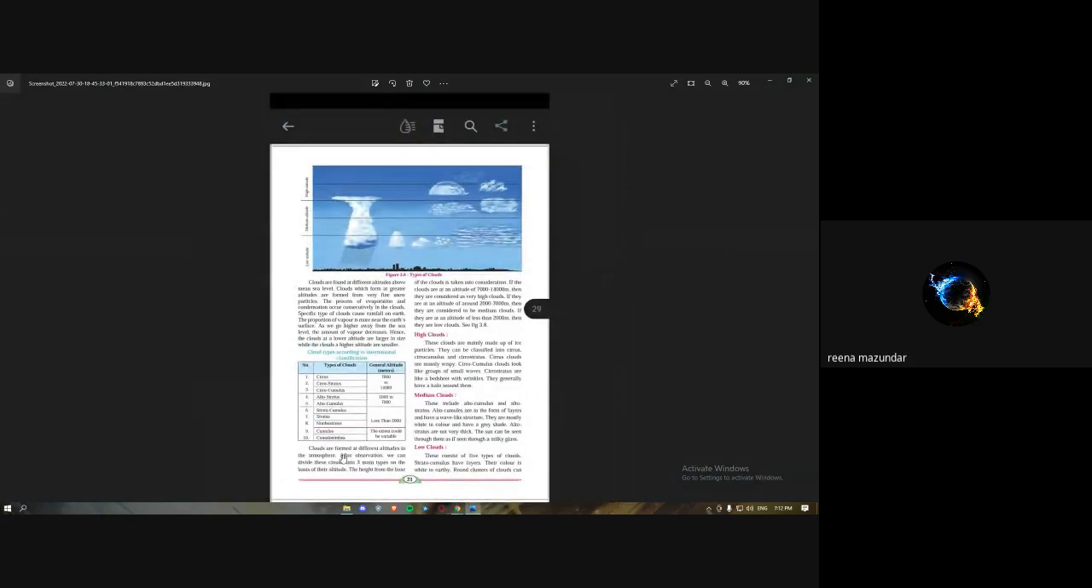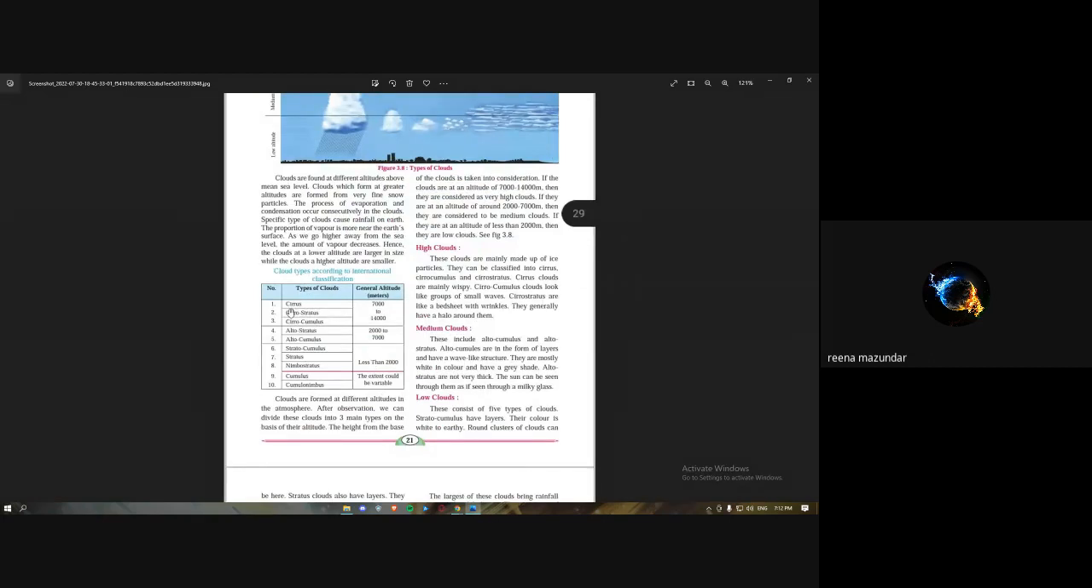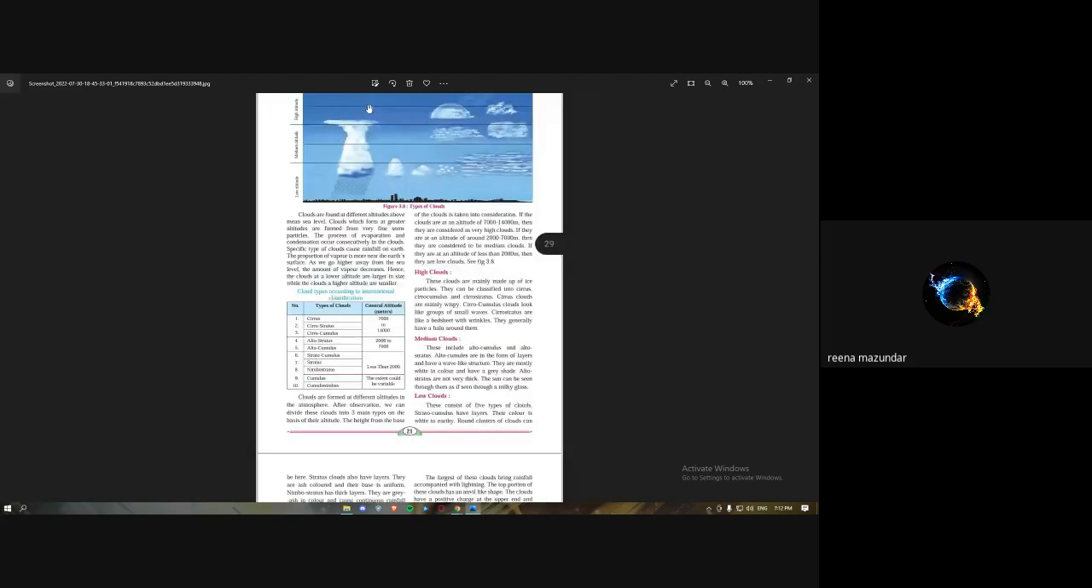Now here it is given, clouds are formed at different altitudes in the atmosphere, and after observation we can divide this into three main types on the basis of the altitude. So we have seen the three of them at different altitudes, like cirrus, that is 7,000 to 14,000, then 2,000 to 7,000, and less than 2,000. Whereas cumulus and cumulonimbus, the extent could be variable. So as I have shown, this is cumulonimbus. They are found at a lower altitude, which brings heavy rainfall.